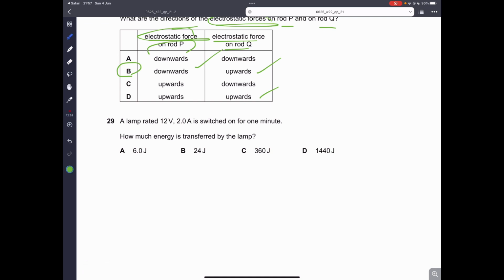Question 29. A lamp rated 12 volt 2 amperes is switched on for 1 minute. How much energy is transferred by the lamp? Okay, this is also one of the questions that requires you to learn the formula by heart. And this is the energy transfer, which is E is equal to IVT.